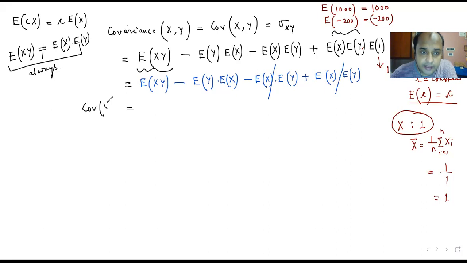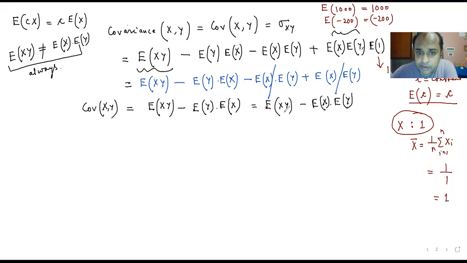So the operational formula thus obtained is this: cov(X,Y) is given by expectation of XY minus expectation of Y into expectation of X. Or you can write it as expectation of XY minus expectation of X into expectation of Y, because these are real numbers, and real numbers with respect to multiplication are commutative. So this is the operational formula that we can use to find the covariance between the two variables.